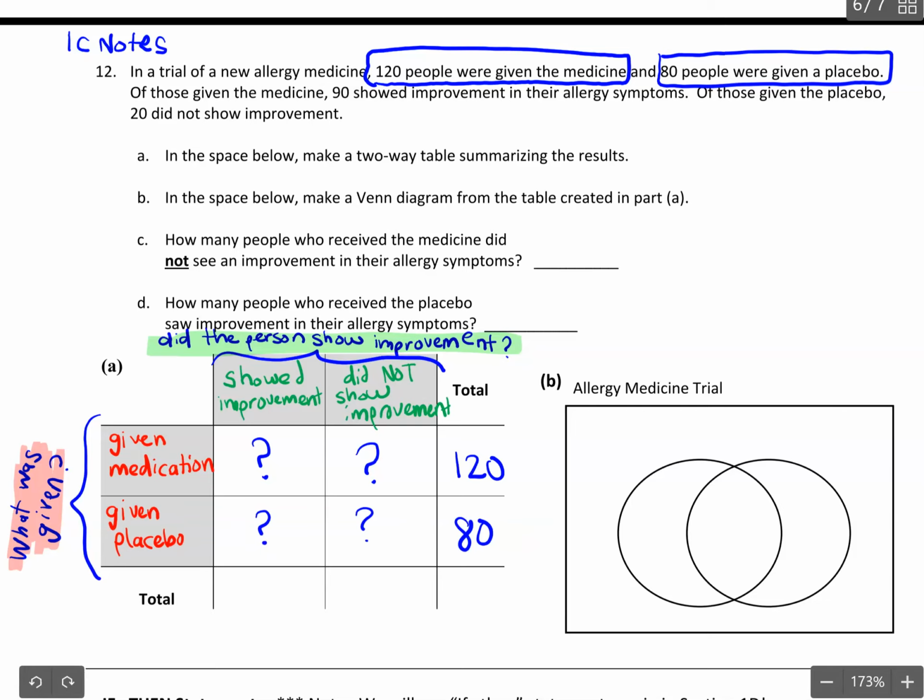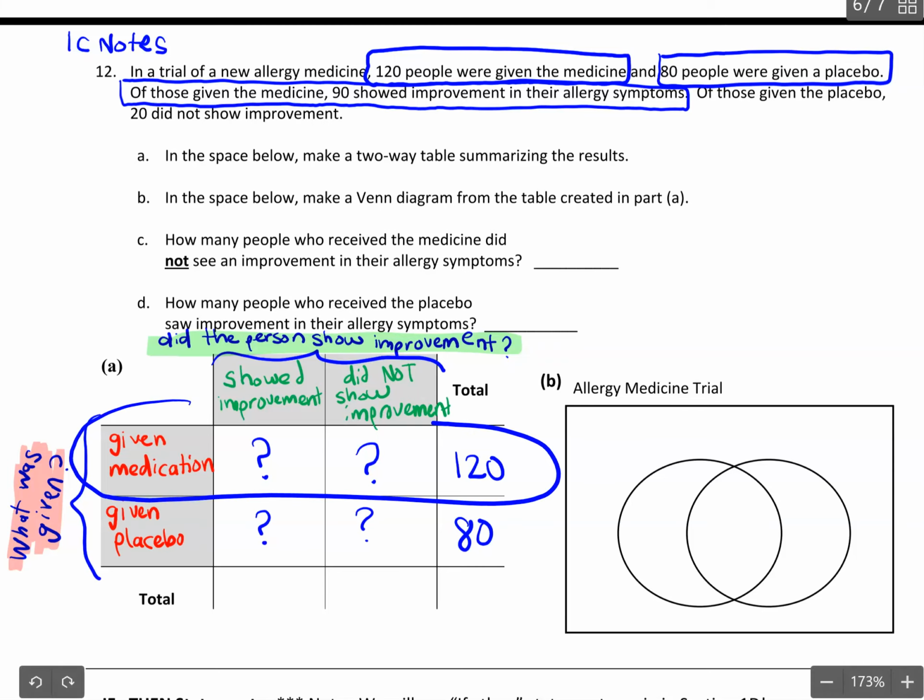So now let's move on to this next piece of information. Of those given the medication, 90 showed improvement in their allergy symptoms. So what do I know about those people? I know they were given the medication. So they're in my first row. And of all those people in that row given the medication, 90 showed improvement. So I also need to look at my showed improvement column. So that 90 is going to go in this first cell right here because those 90 people were given the medication and they showed improvement.